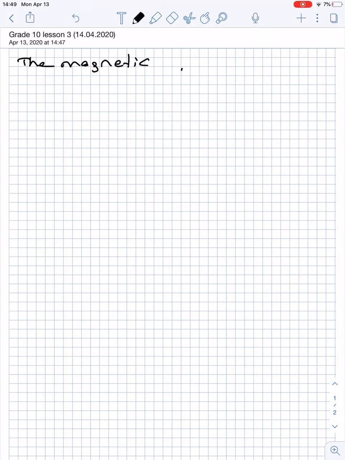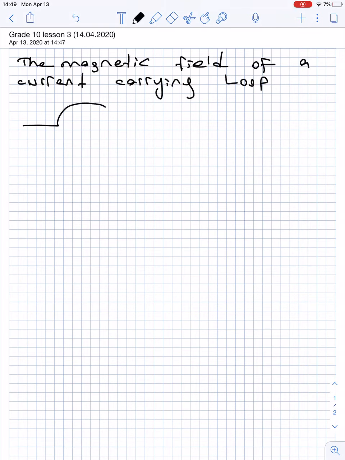The magnetic field of a current carrying loop. For example, we have a connecting wire like this, and it is looking like a circle. And this here is the center of the circle. This one is the radius, and current is starting here. Current will pass around the circle and then again it will leave from the circle.